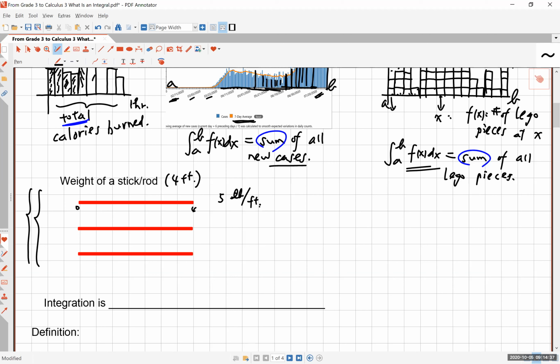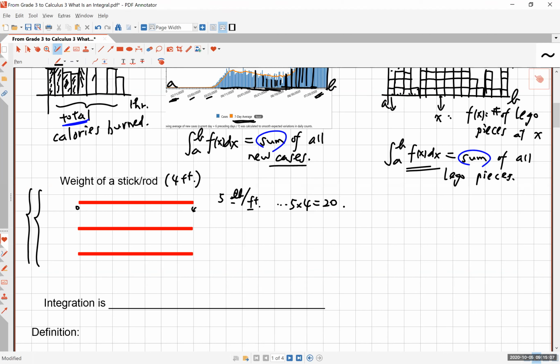Okay, so this rod is 4 feet long, and every part of this is made of the stuff that's 5 pounds per foot. How much does it weigh? Now you can immediately say, well, of course it's 5 times 4, right? 4 times 5 is okay too. It's 20. And what's the unit? The units are pounds per foot times feet. So the feet and feet cancel, right? So this will be 20 pounds, right?